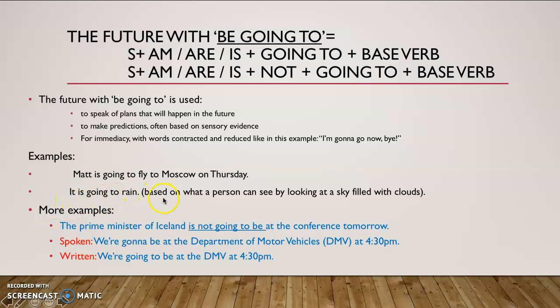This might be something that I'd say based on what a person can see by looking at a sky filled with clouds. Third example, the Prime Minister of Iceland is not going to be at the conference tomorrow. Spoken, we're gonna be at the Department of Motor Vehicles at 4:30 p.m. If I was writing that out, I'd probably say we're going to be at the DMV at 4:30 p.m. So that's we're gonna be, that's spoken. We are going to be, that is written.